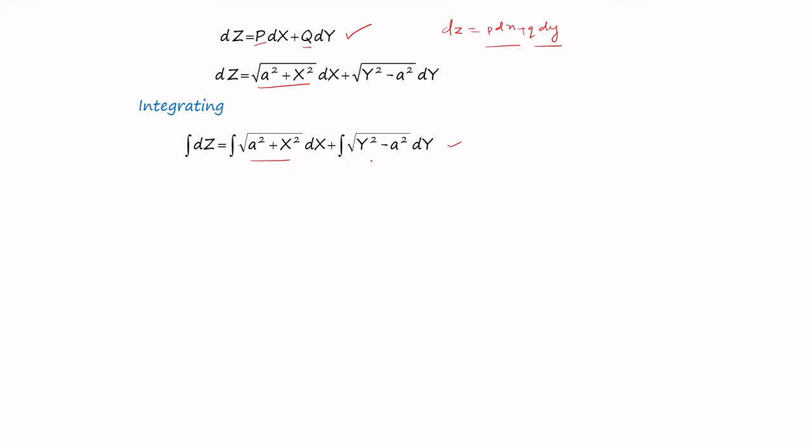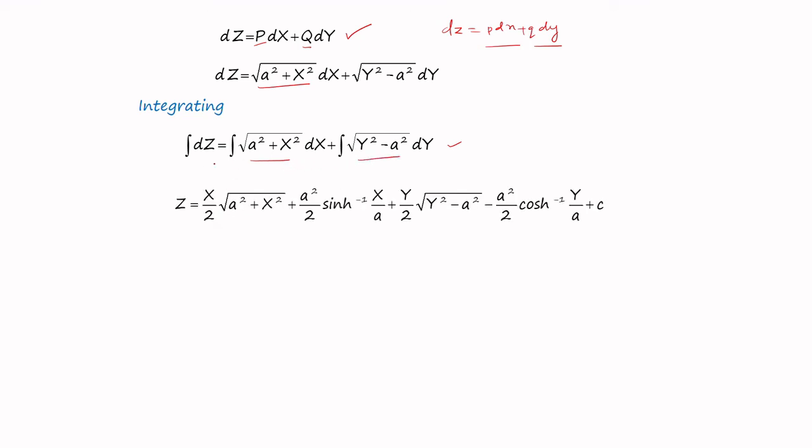Okay, so integration of dz is z, and what about the integral of root of a squared plus x squared dx? We have x by 2 into root of a squared plus x squared plus a squared by 2 sinh inverse of x by a. This is our formula for this term. Okay, integral of root of a squared plus x squared dx. Okay, so this is a standard formula you have to remember, and one thing you should remember, all the terms you have to take to be capital X, Y, Z.